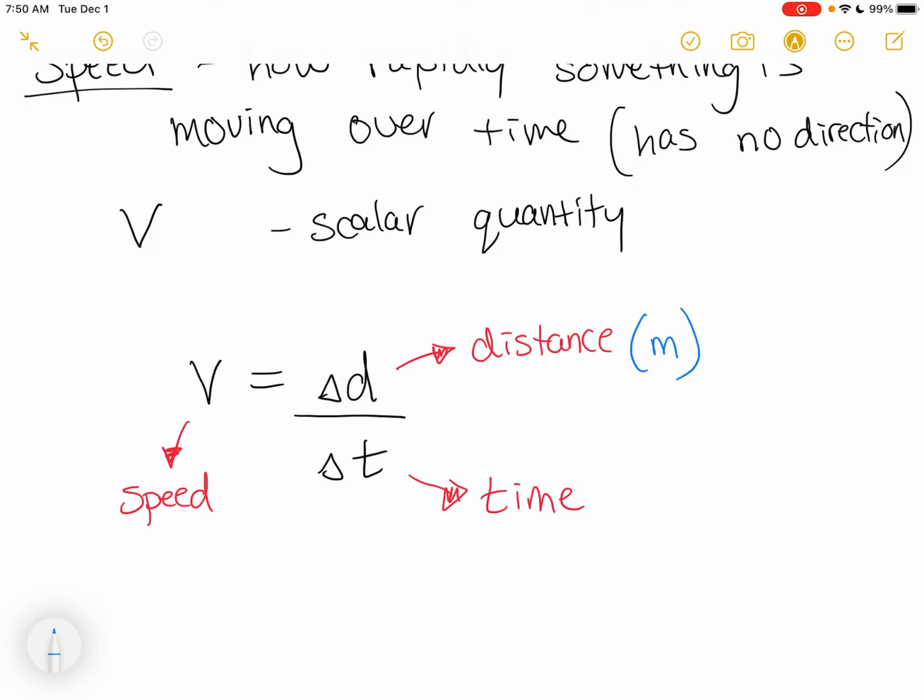Distance is measured in meters and time is measured in seconds, so speed is measured in meters per second. The speed formula is almost identical to the velocity formula, with the difference being that to calculate speed we use distance, whereas when we were calculating velocity we used displacement. Speed does not have a direction associated with it. Neither does distance.